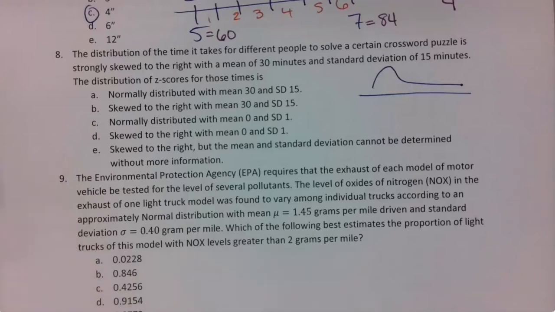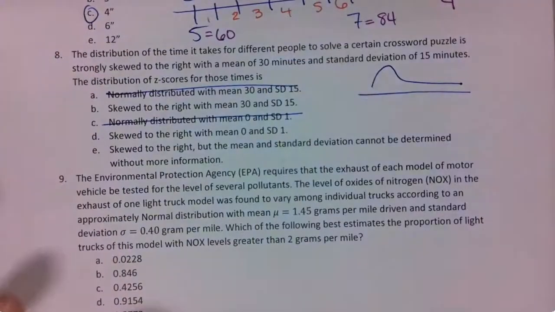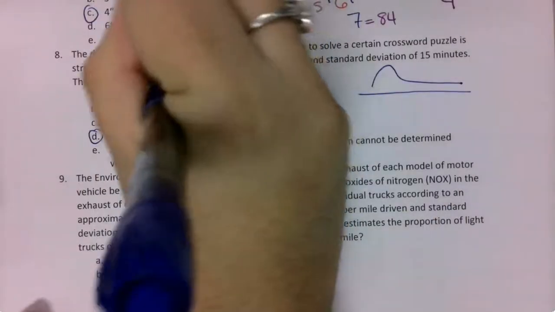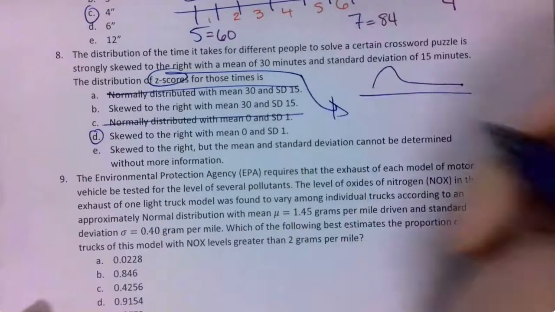So, it is going to be skewed to the right, because the problem tells me it's skewed to the right. So my normally distributed ones are wrong. When it's talking about z-scores, these are when I have standardized my curve. So it has to be mean 0 and standard deviation 1, because z-scores are standardized.